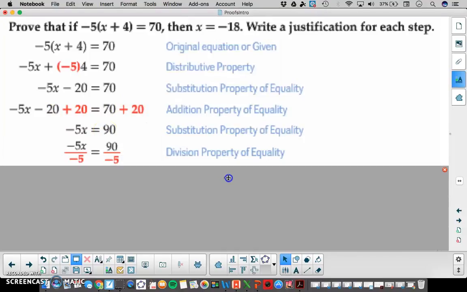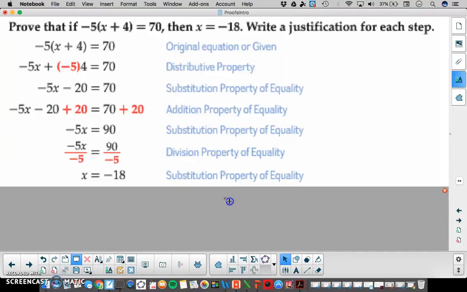Then we can divide both sides by negative 5 by our division property of equality. And then by substitution, because negative 5 divided by negative 5 is 1, and 90 divided by negative 5 is negative 18. And notice we've reached our conclusion that we were supposed to get to. Now, this is not a formal proof. This is just writing out our steps and justifying each one.